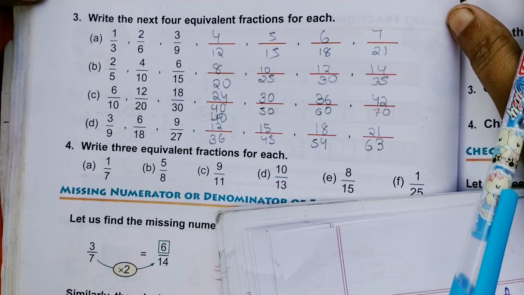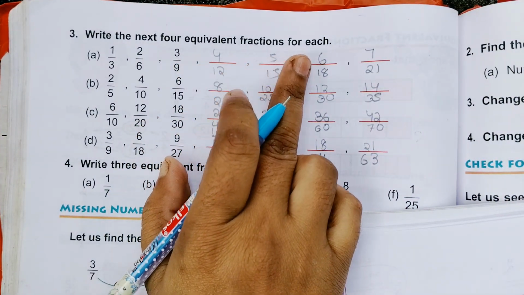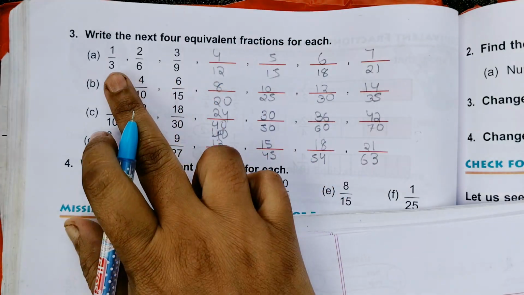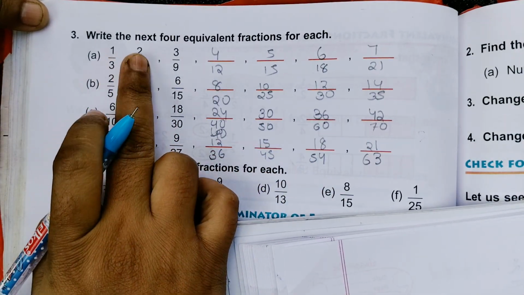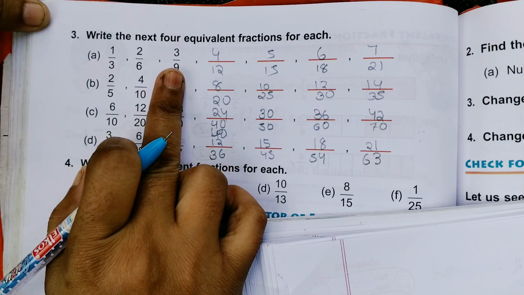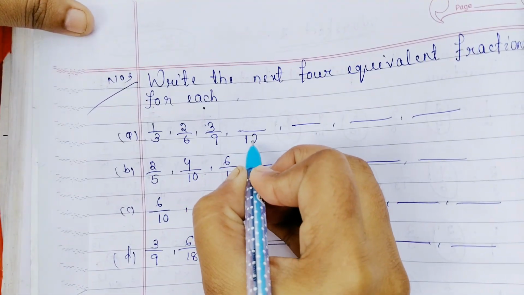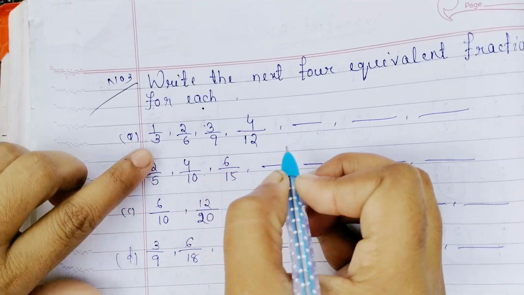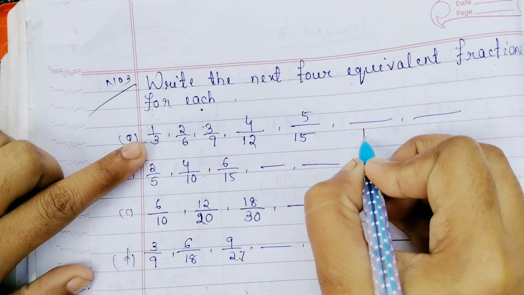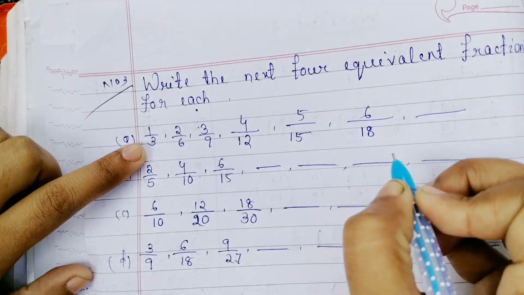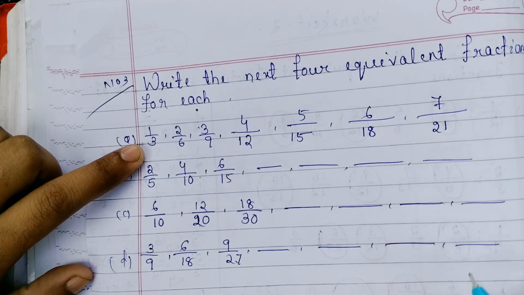Now we solve question number 3. Write the next 4 equivalent functions for each. Equivalent function of 1 by 3. First we see 3 times 2 is 6, then 1 times 2 is 2, then 3 times 3 is 9, 1 times 3 is 3, then 3 times 4 is 12, then 1 times 4 is 4, then 3 times 5 is 15, 1 times 5 is 5, then 3 times 6 is 18, 1 times 6 is 6, then 3 times 7 is 21, and 1 times 7 is 7.